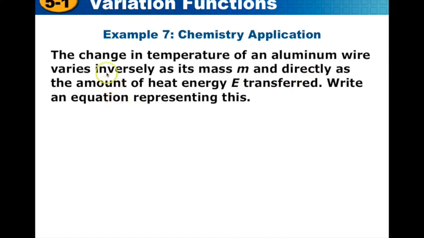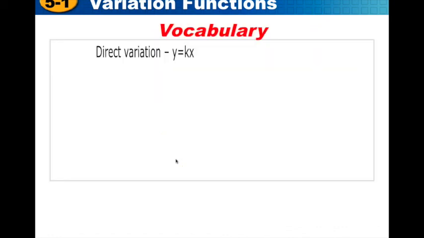So we're going to have the change in temperature, so that's going to be T, is equal to, and now we're going to have a k. We know that the equation is always going to have a k. Inversely with the mass. Since it's inversely related to the mass, let's put the M in the denominator. Directly related to the amount of heat energy E, so put E in the numerator. And there's our equation.